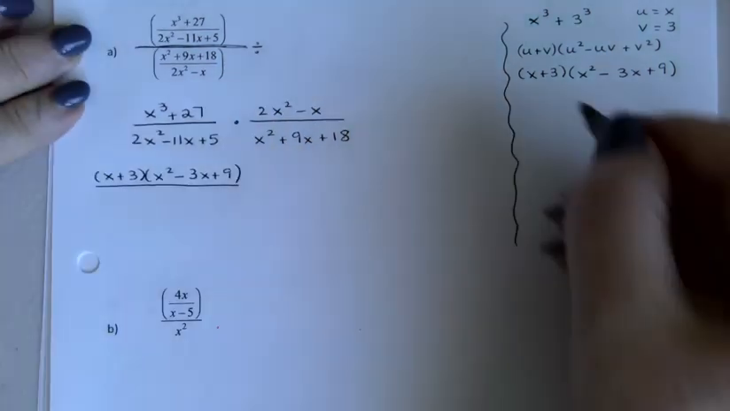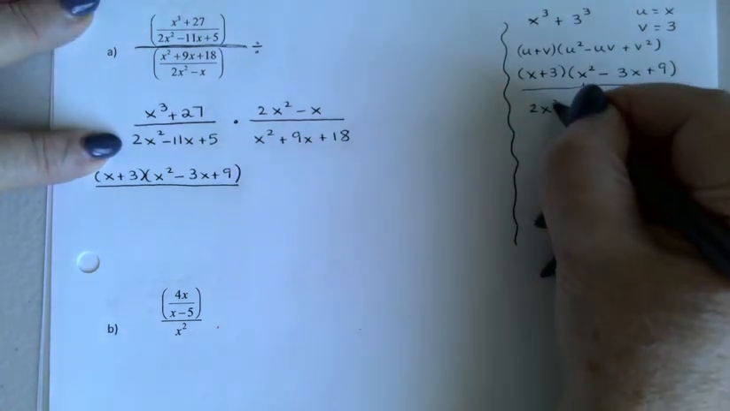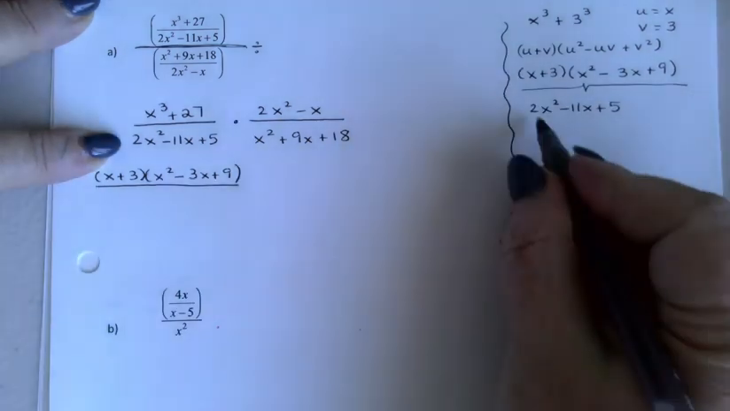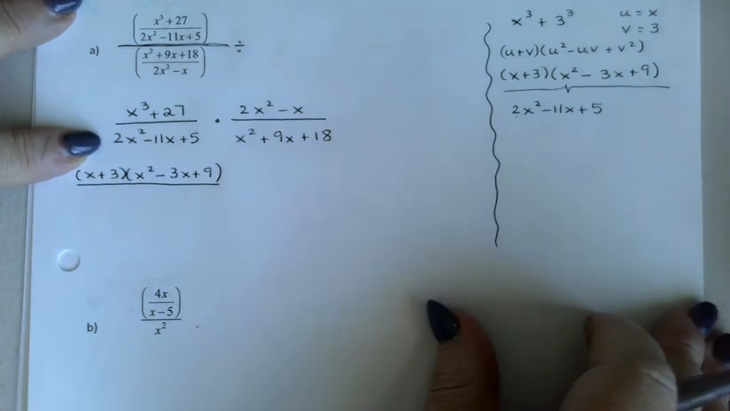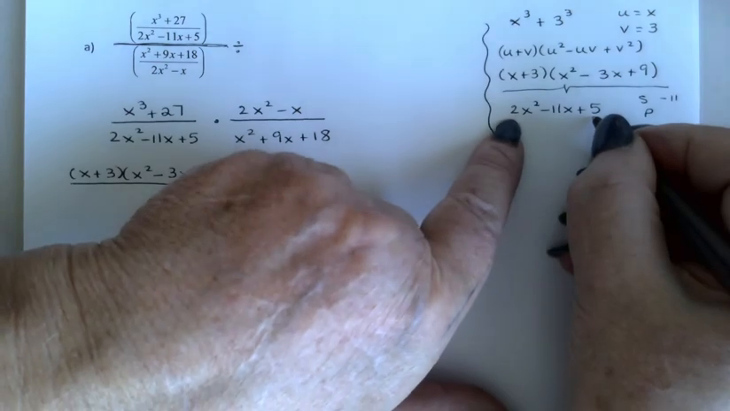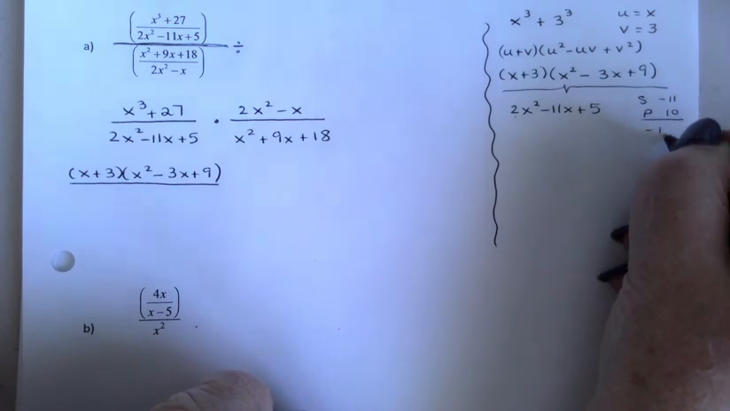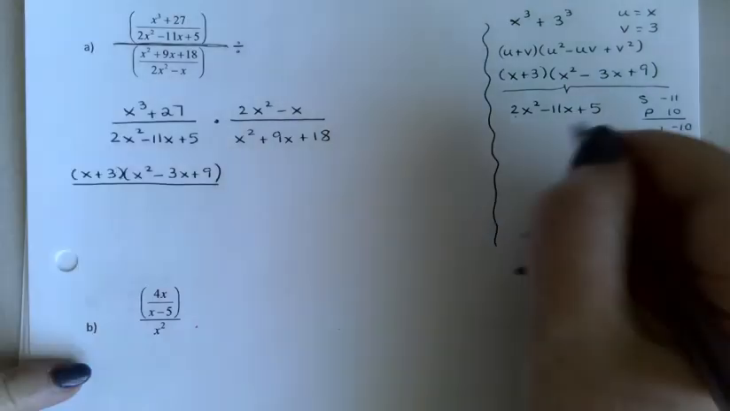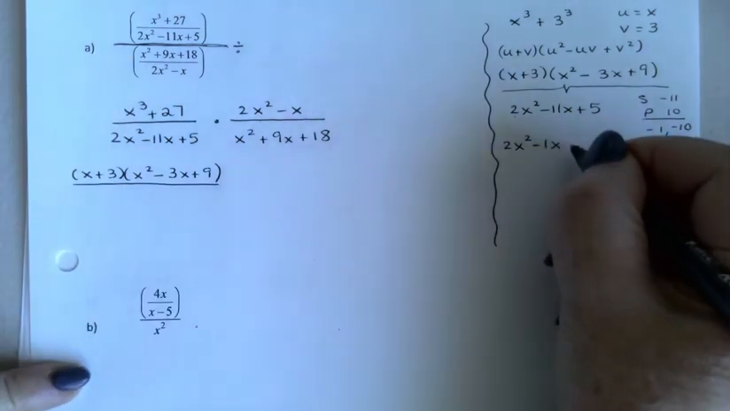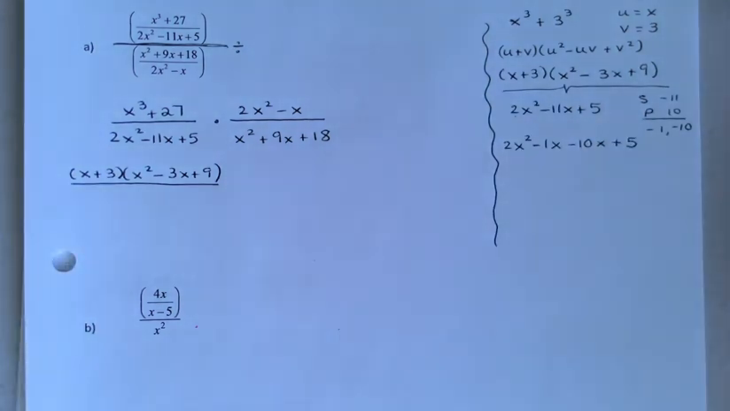All right, denominator, also unfortunately one that's going to take a little bit more work. Trinomial, but leading coefficient's not 1. So I'm thinking sum is negative 11, product is 10. So I'm going to go with negative 1 and negative 10 there. So I've got 2x squared minus 1x minus 10x plus 5.